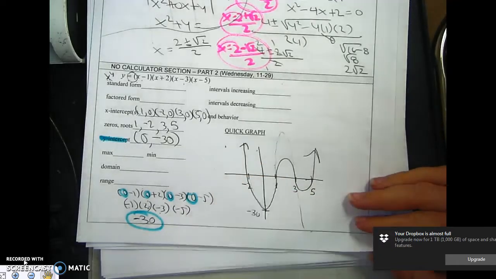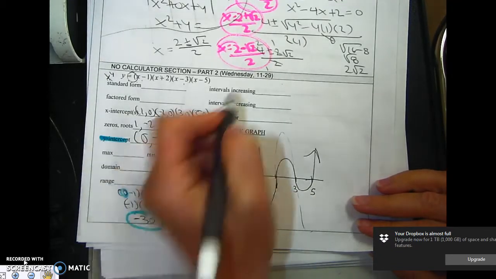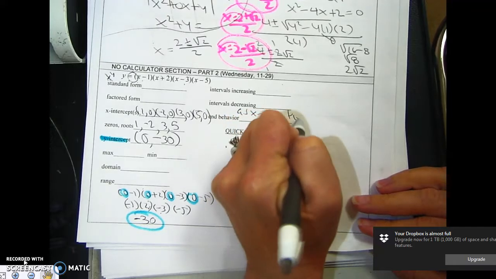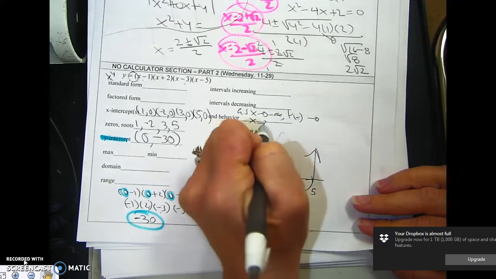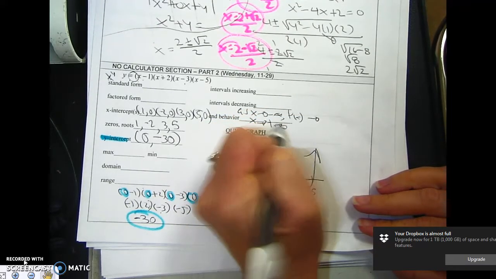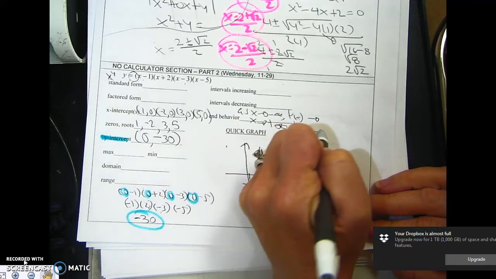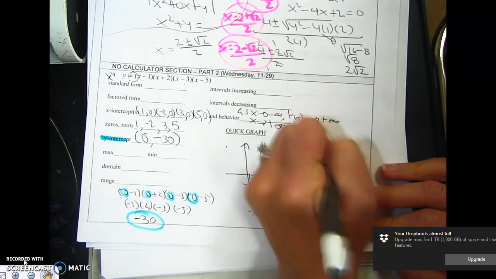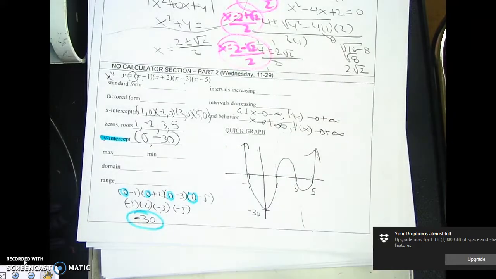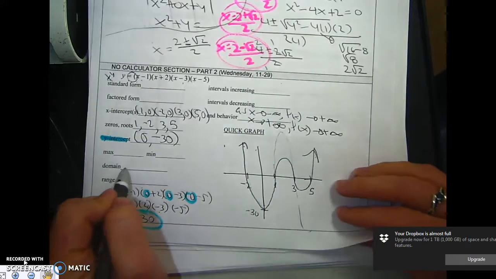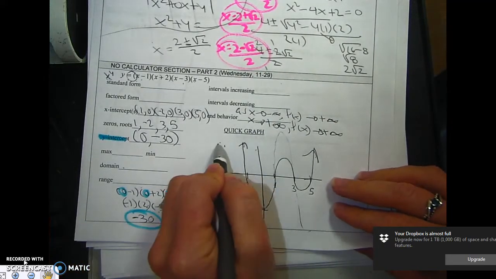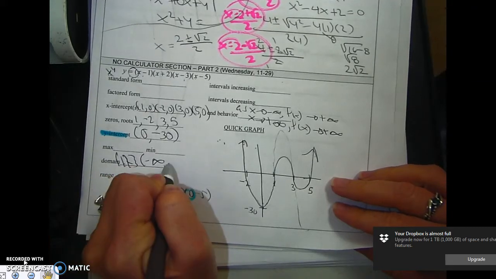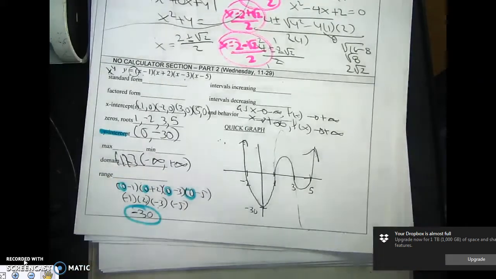We could do the end behavior: as x approaches -infinity, f of x approaches... As x approaches positive infinity, f of x approaches... Well, this one's going up and this one's going up. So it's both positive infinity. The next one, domain. Domain is everything to the left and everything to the right. All real numbers. -infinity to positive infinity.